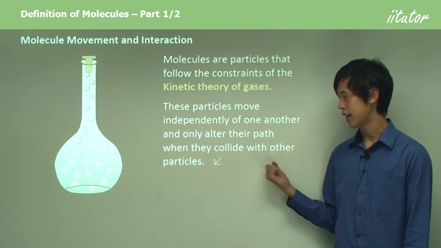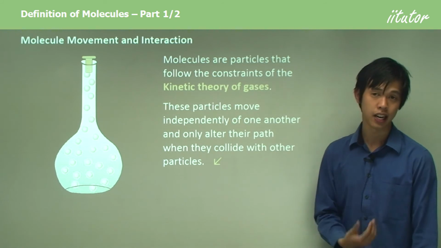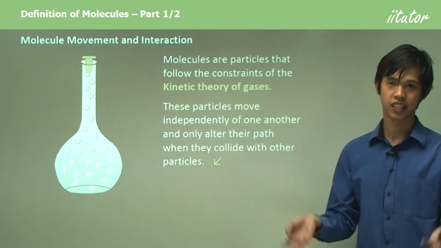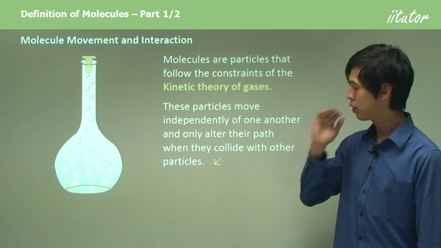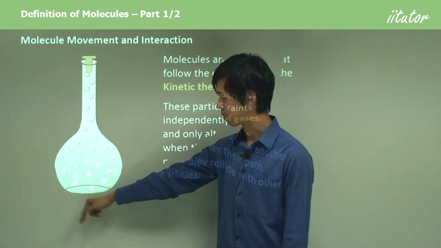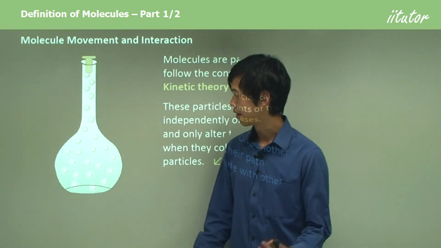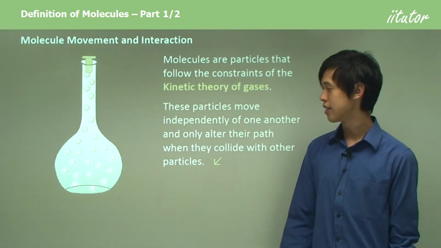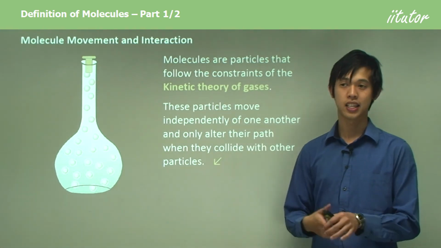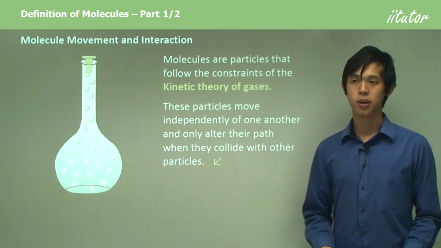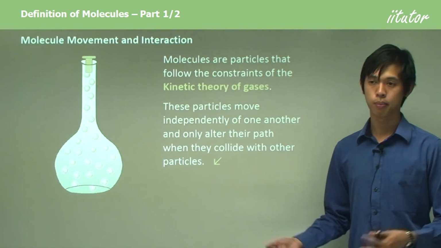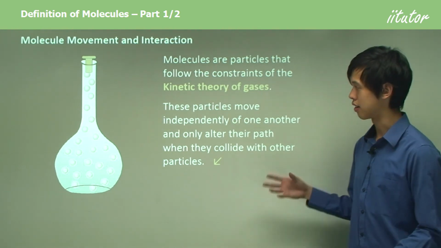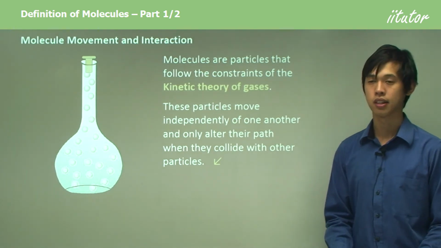In the kinetic theory, as we've talked about ad nauseam in other videos, these particles move independently of one another and only alter their path when they collide with other particles or obviously container walls and things. So all of these particles in this little flask are moving in their own direction, randomly at random speeds, and they only change their direction if they collide with something. That's what molecules do. That's how molecules behave. They behave randomly, and so they only interact when they collide with one another. Okay?